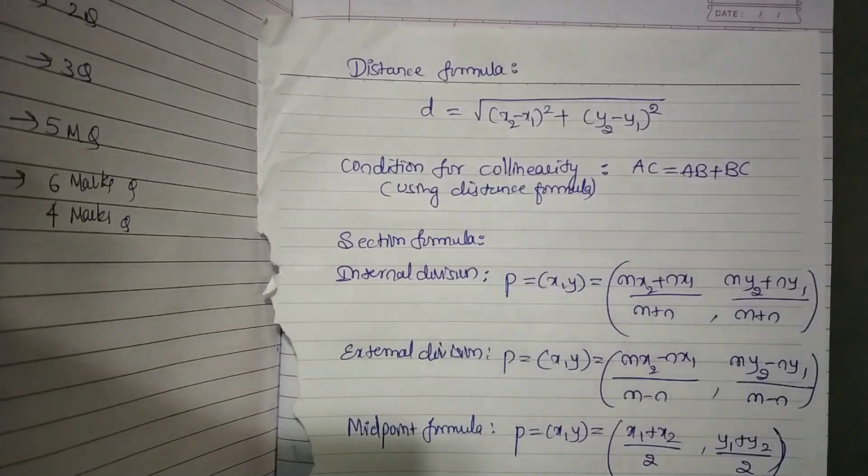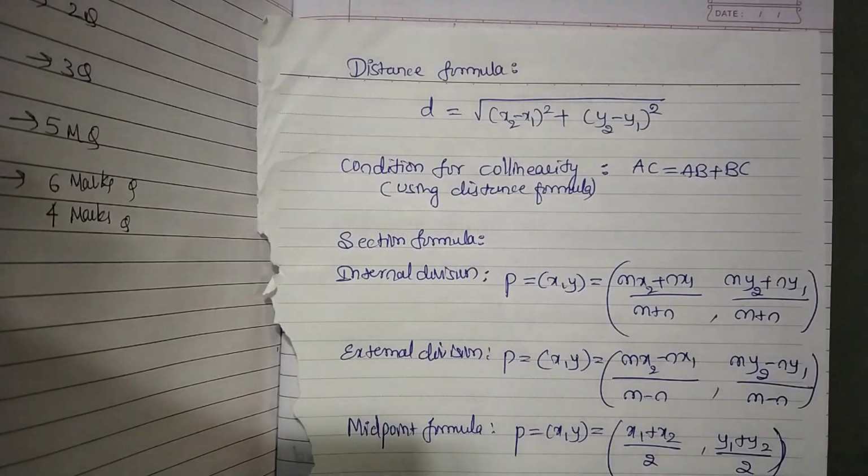Hello students, welcome back. In the previous videos we have discussed three important concepts related to coordinate geometry. First one, distance formula. When 2 points are given with their coordinates x1, y1 and x2, y2, what is the distance between those 2 points? That formula is given by root of (x2 minus x1) whole square plus (y2 minus y1) whole square. Condition for collinearity using distance formula is given by distance AC is equal to distance AB plus distance BC.